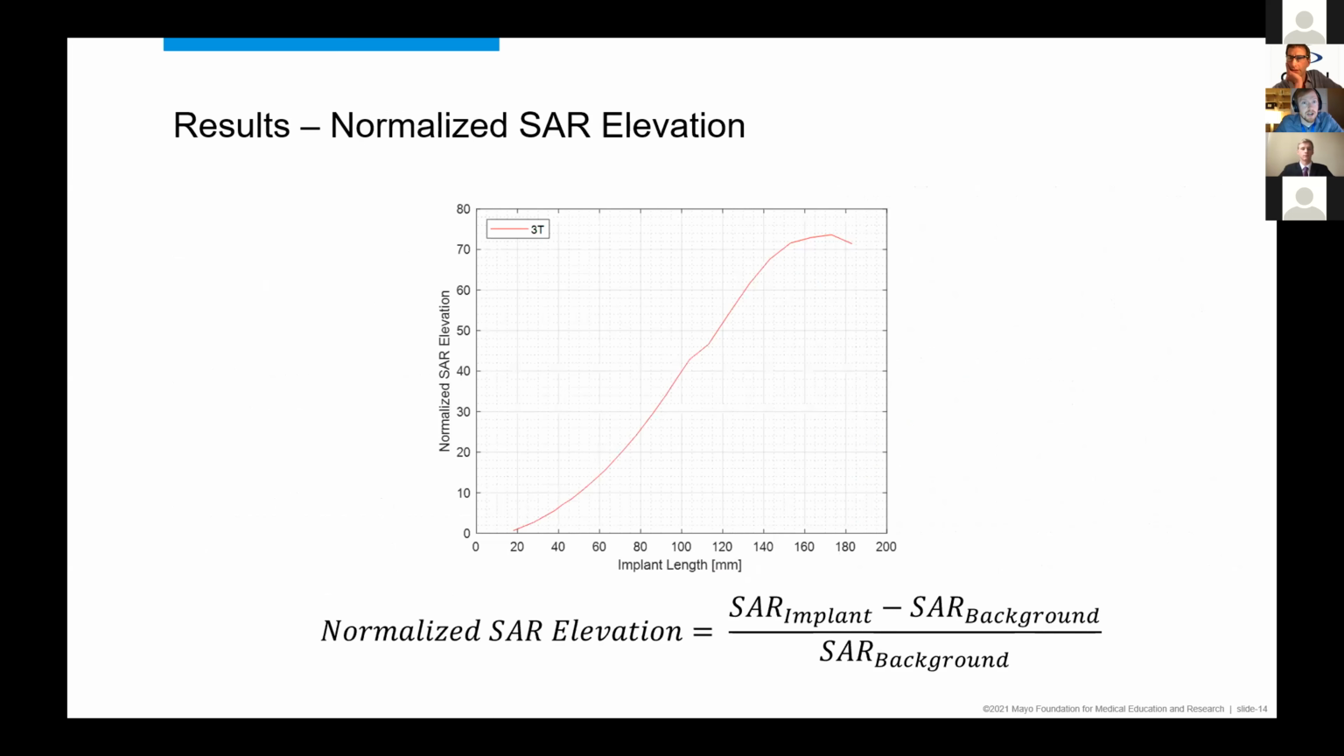We actually decided to take our analysis one step further, and we wanted to be able to perform a normalized SAR elevation. So what is the significance of this normalized elevation? It doesn't just look at the actual SAR of the implant itself, but it also looks at the background SAR. So that slide I showed you earlier when we just did background simulations, we wanted to be able to take that into account as well in our data. So what we can see here is that when we perform that for each of them, the 3 Tesla actually has the highest SAR elevation. Next slide, please.